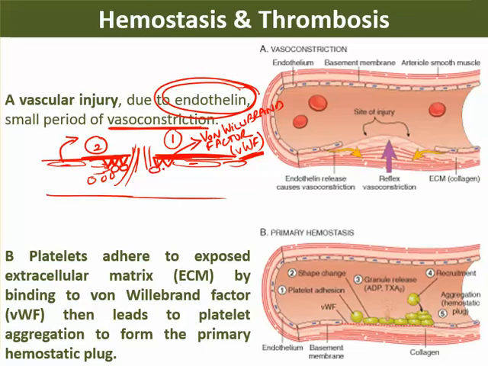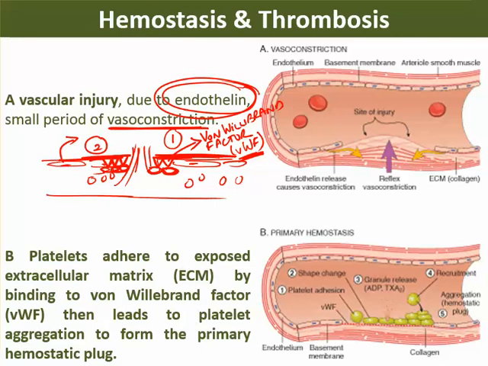The platelet comes and attaches to the von Willebrand factor. You all know a platelet is round shaped. Once it attaches, it becomes flat. You all understand? So the platelet changes its shape. It becomes flat. Once it attaches with the von Willebrand factor, they bring all the platelets.